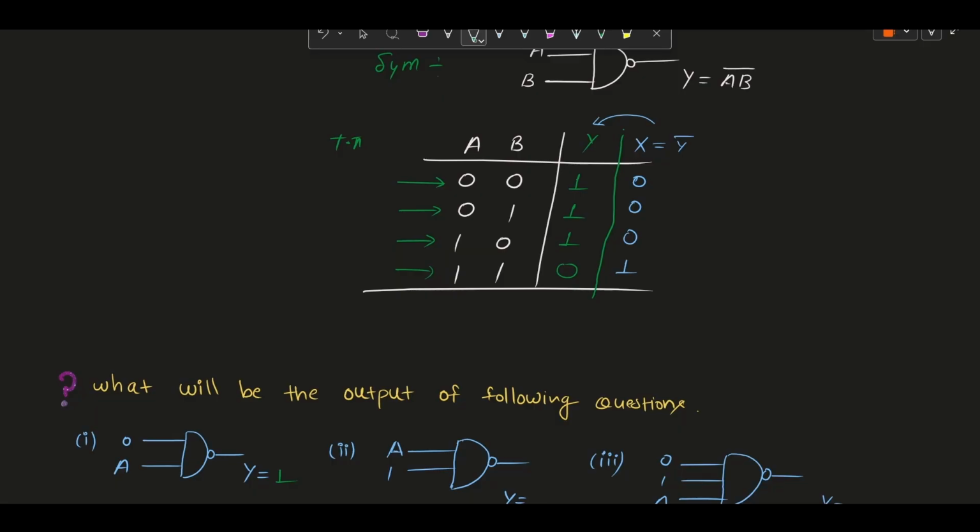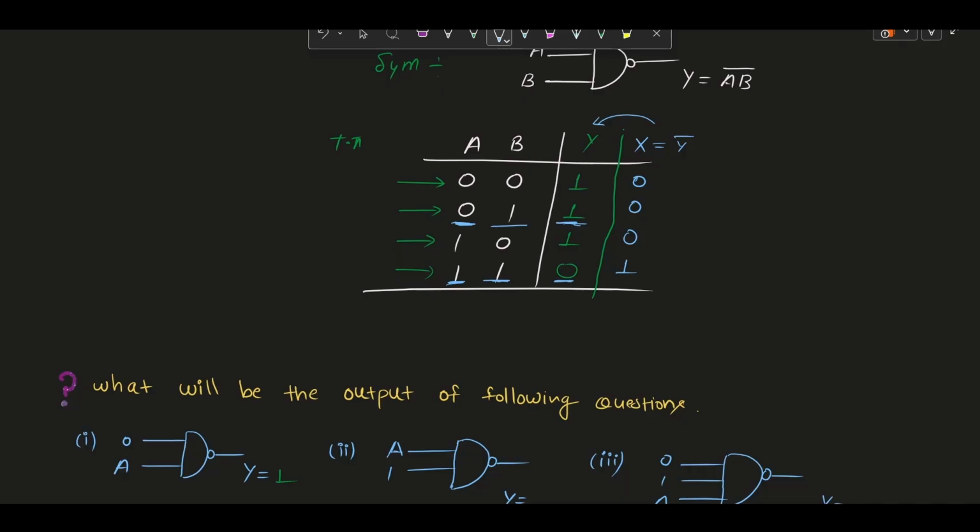Now let's move towards the second question. Here one input is A and the second input is 1. Now we need to write again the output of this NAND gate. If you observe the truth table, whenever one input is set to logic 1 in a NAND gate, then the output of that NAND gate is the inverse of the second input. Here if you can see the A value, when A is 0, the output is 1. When A is 1, the output is 0. And the condition is the second input is 1.